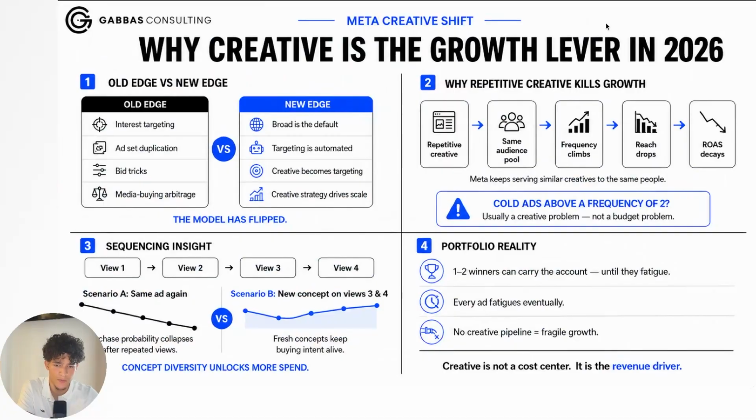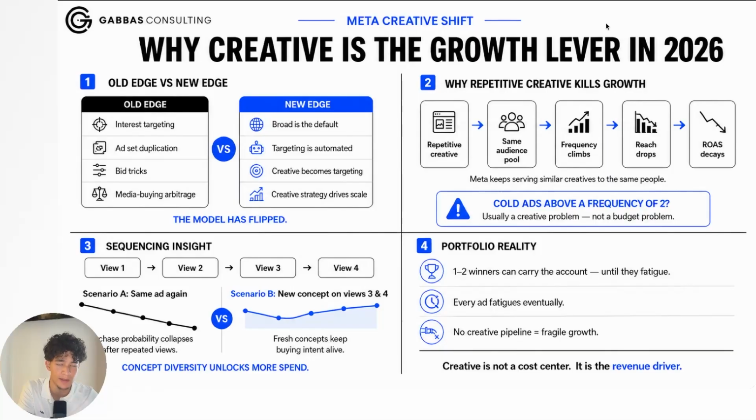However, if strategy is what really drives the ad, why does it suddenly matter so much more in 2026 than it did 3 years ago? Because back then you could just copy the same ads and they worked. Everyone who did e-commerce in the last 3 to 4 years knows that worked. However, that all comes down to one shift inside of Meta itself. For years, media buying was the edge, right? Interest targeting, duplicating ad sets, bid tricks. However, that arbitrage is completely gone, and now targeting is automated.